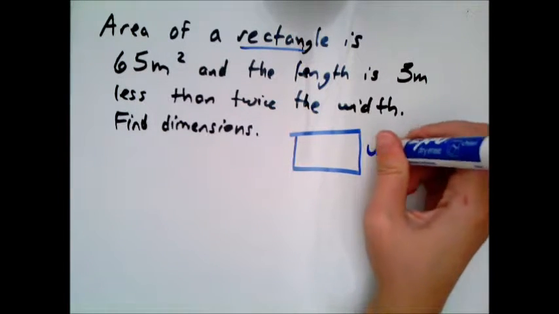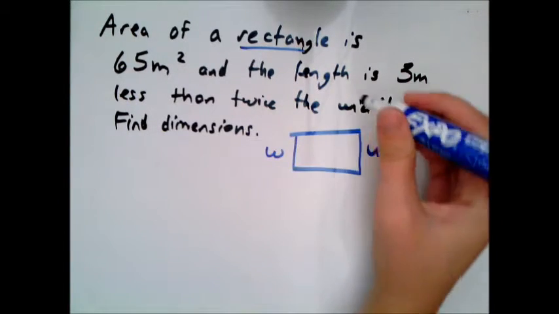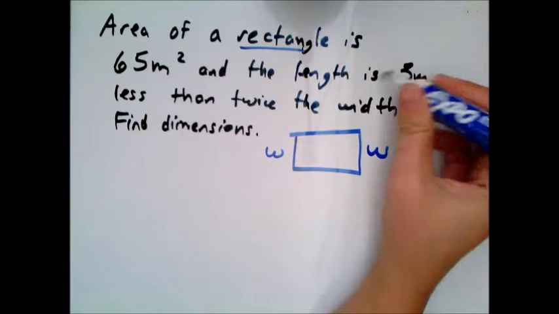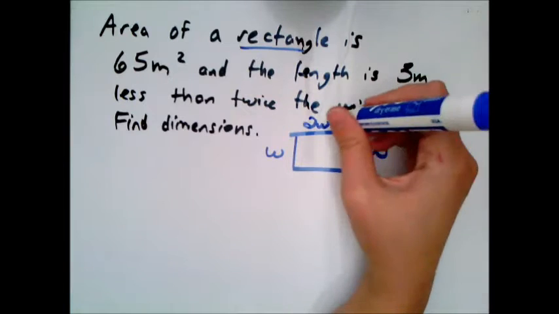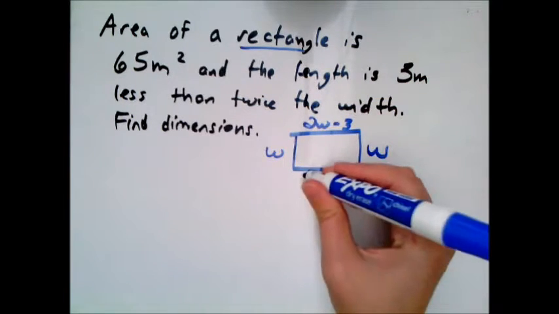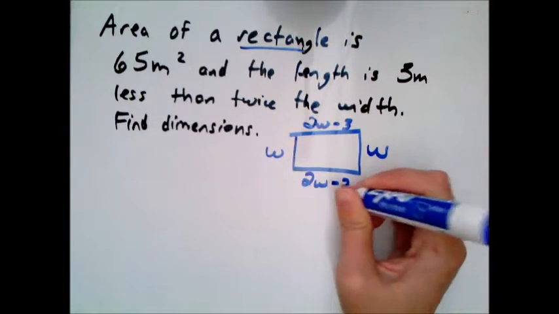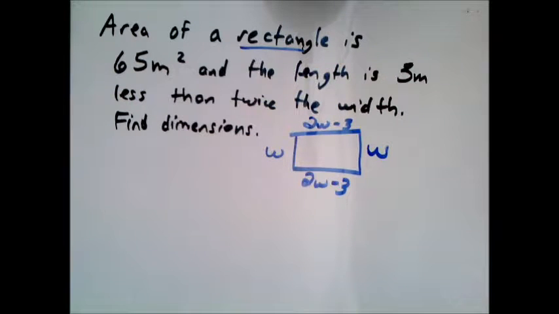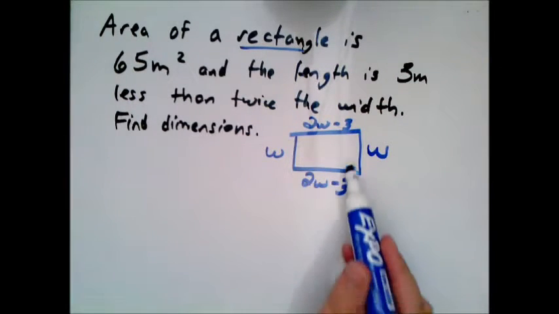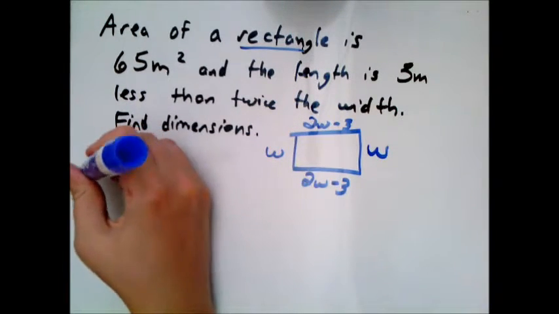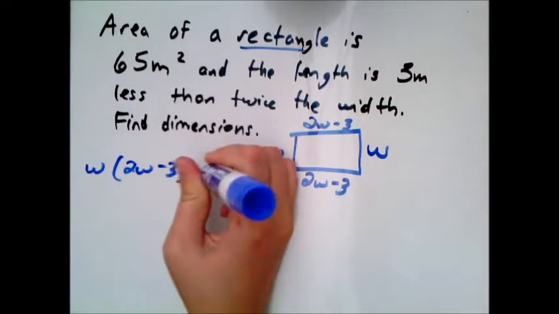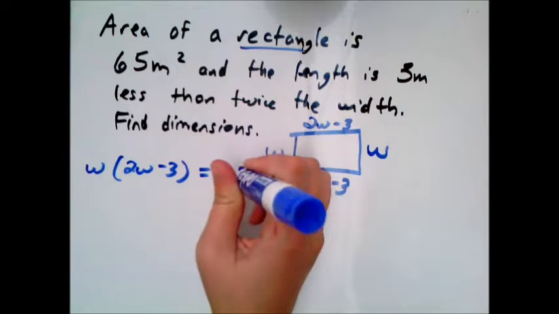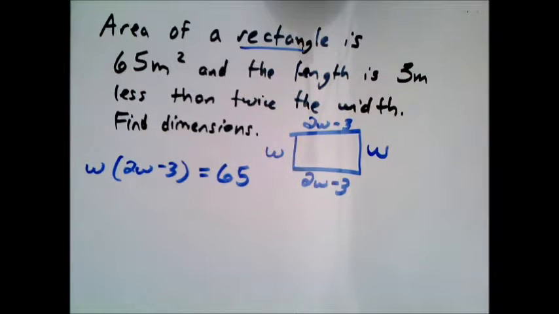So if I don't know the width and I call it W, then the length is automatically 3 less than twice the width. So twice the width means 2 times something, and 3 less than that would be 2W minus 3. All right, then how do I find area for a rectangle? I multiply the length and the width. So I know the width times the length should give me this 65 square meters they were talking about.